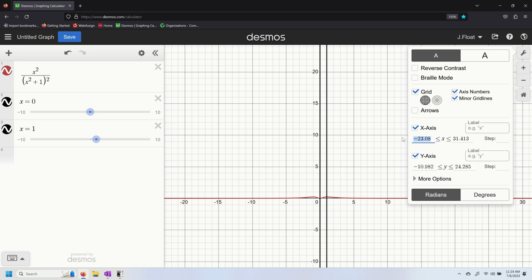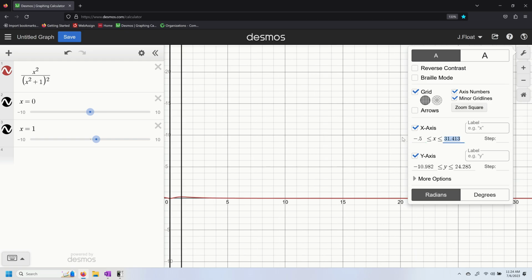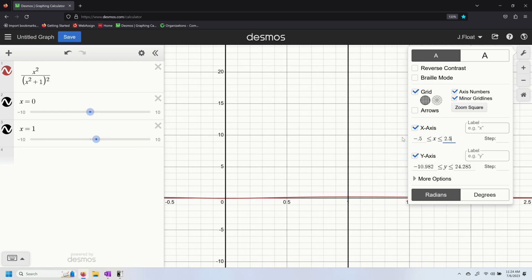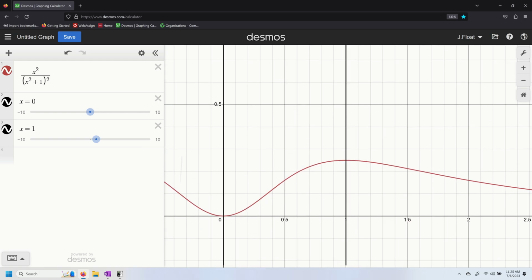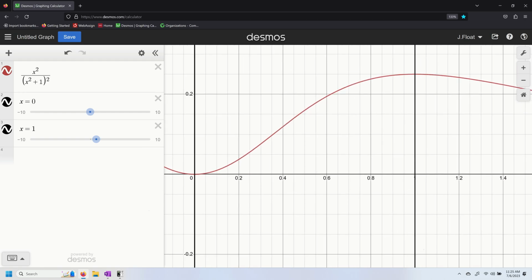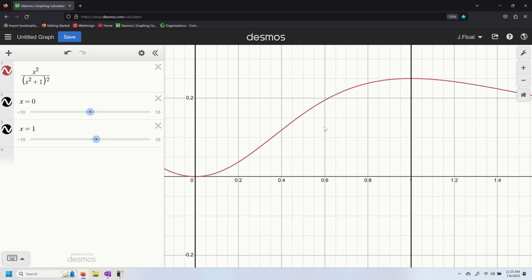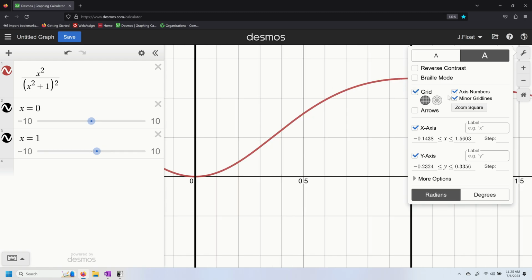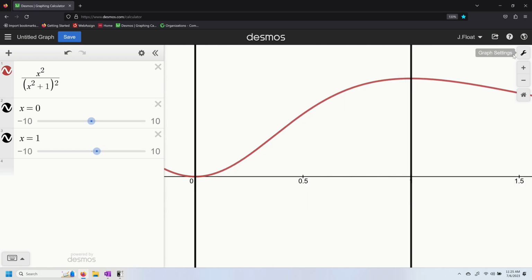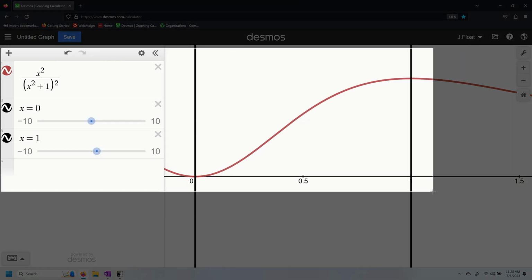So let's go from x equals negative 0.5 to 2.5. That'll really zoom it in on the x. And then our y-axis, we're going to go from 0 to 1. All right, here we go. So this is really what we're looking at here. All right, can I make this look a little nicer? There we go. I kind of like that. So I'm going to copy and paste this into our notes just so we can have it for reference.